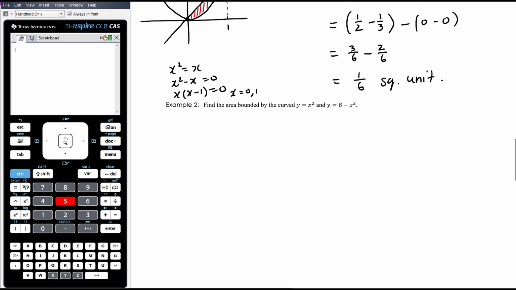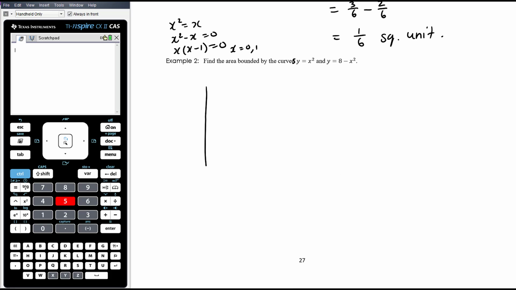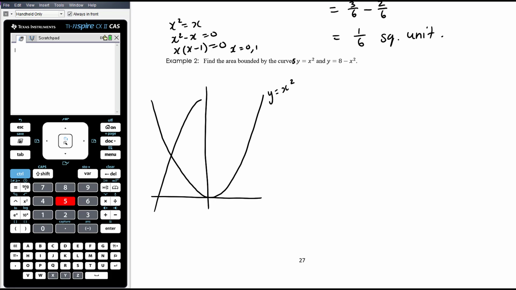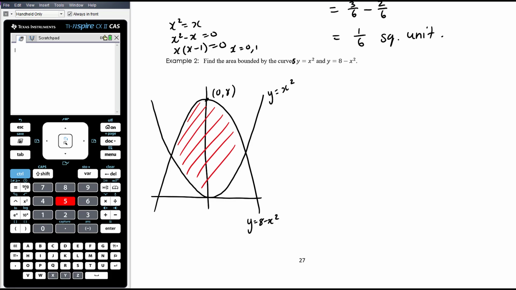Okay, example 2. Find the area bounded by the curves, I should say, y equals x squared and y equals 8 minus x squared. Okay, so y equals x squared is the parabola. Y equals 8 minus x squared is the reflected parabola up by 8. So it's going to have the same shape, but it's going to go that way instead. So that would be at 0, 8 up there. Okay, so we want to find the area of the region bounded by these two curves. So that's going to be this region in here.